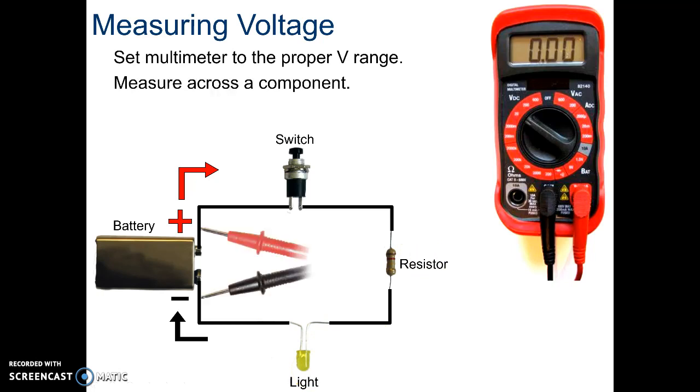You're going to measure across the component. You're going to take the two pins that are coming out of your multimeter and measure across it. This one is set up here to voltage 20 in the DC.